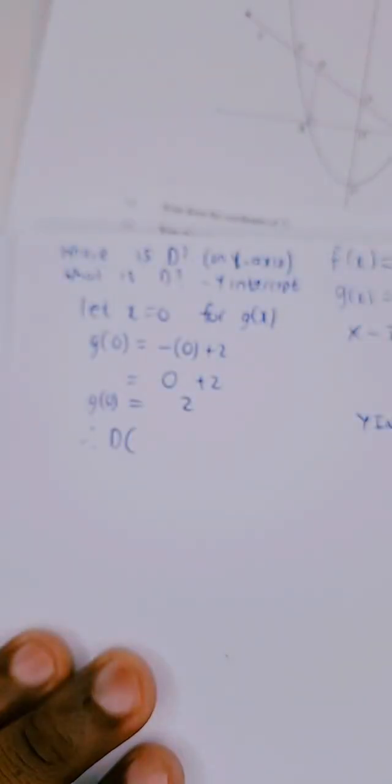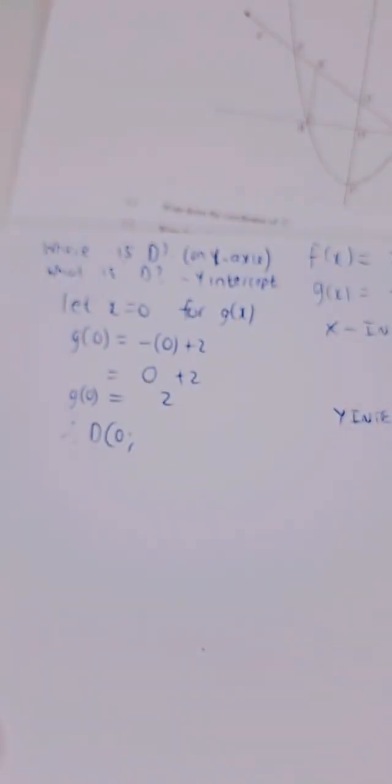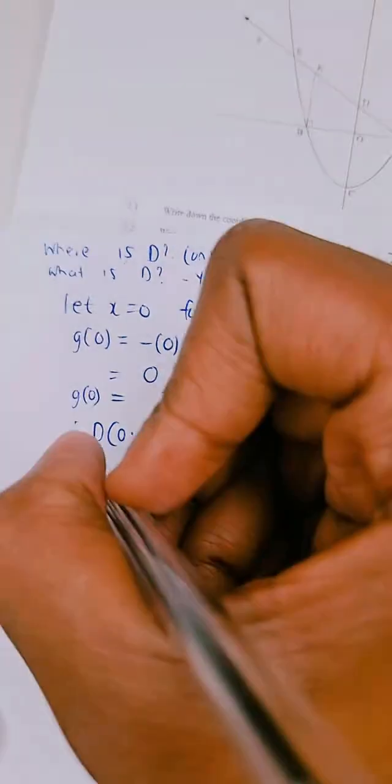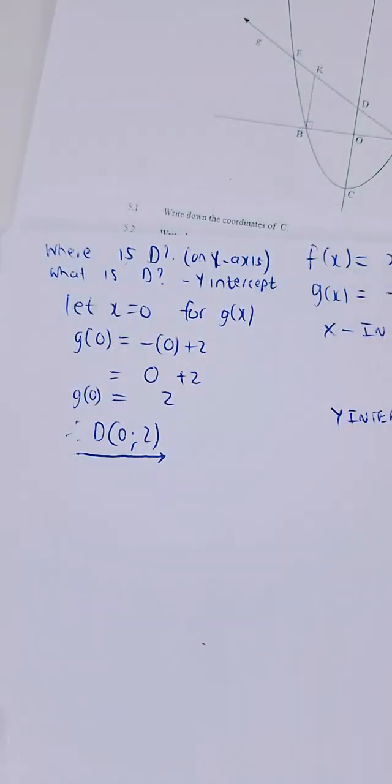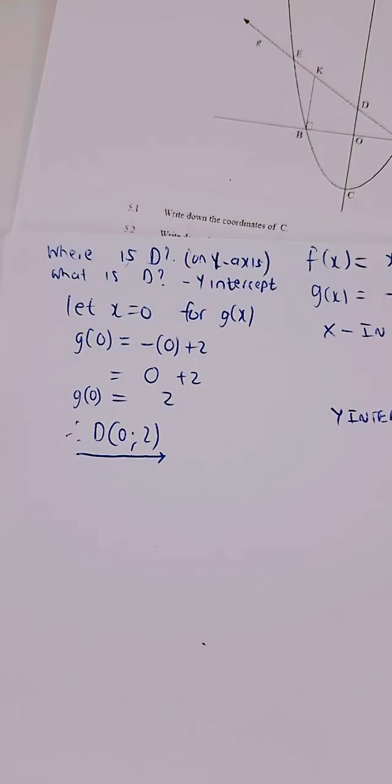So when we conclude, we can say, D. What are the coordinates of D? Remember, x was 0. So we write 0 in the place of the x coordinate. What is the corresponding y value? It is 2. So therefore, these are the coordinates of D. They are 0 and 2. And that's it, guys. That way we get the coordinates of D.